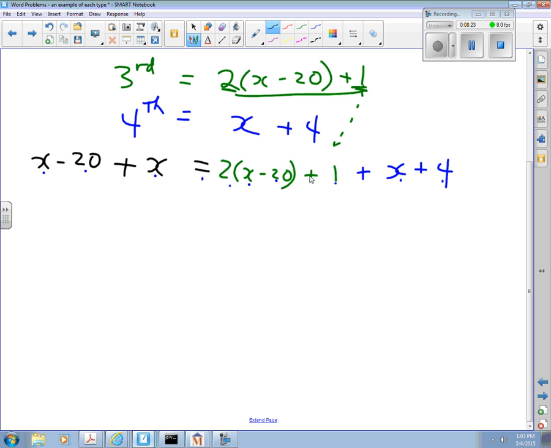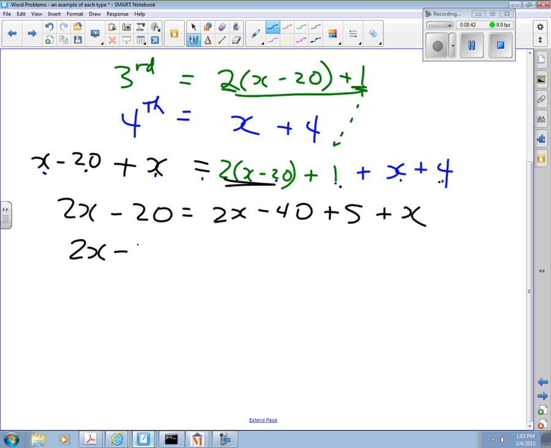Man, I love equation solving. Okay, 1x plus 1x is 2x minus 20. Over on this side, I think I'm going to simplify this first with my distributive property, 2x minus 40. And plus 1 plus 4, I know that's a plus 5, plus x. Okay, I still have some simplifying I can do on the right-hand side. 2x plus 1x is 3x. And negative 40 plus 5 is negative 35.